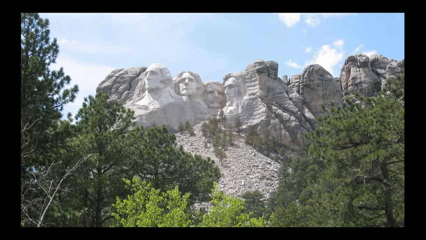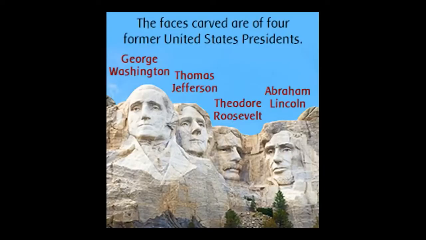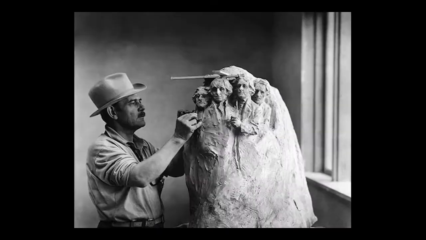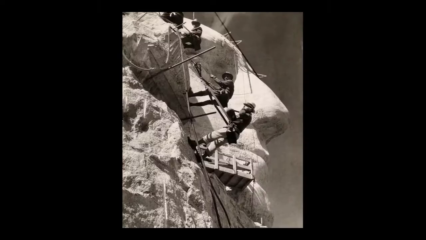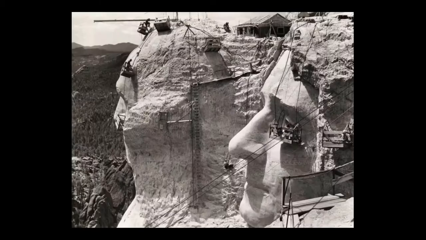From left to right, the presidents carved into the face of Mount Rushmore are George Washington, Thomas Jefferson, Theodore Roosevelt, and Abraham Lincoln. A sculptor named Gutzon Borglum led the work in erecting the sculpture beginning in 1927 and ending in 1941. Throughout those 14 years, approximately 400 workers worked in dangerous conditions, removing a total of 450,000 tons of rock in order to carve out the heads of the 4 presidents.